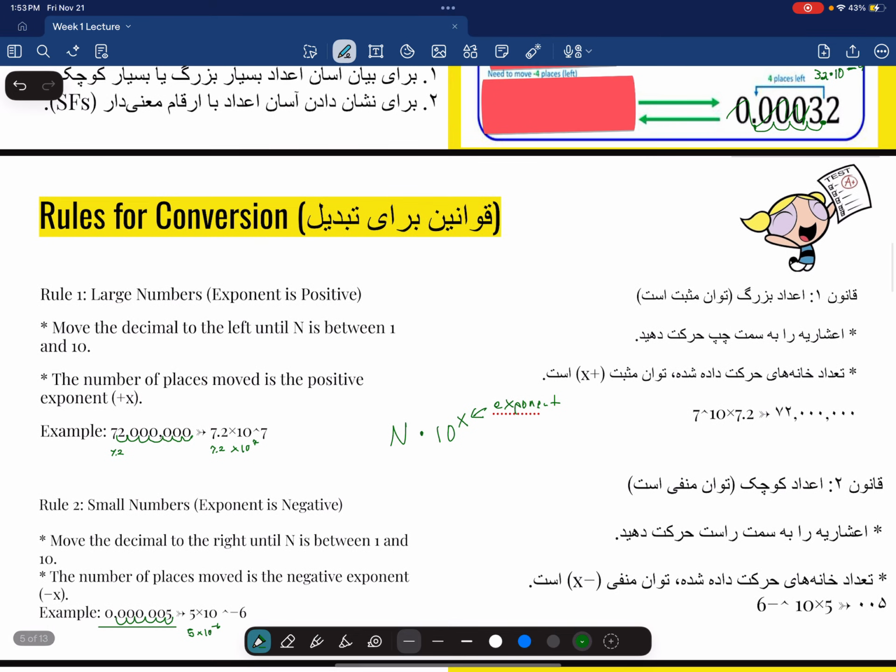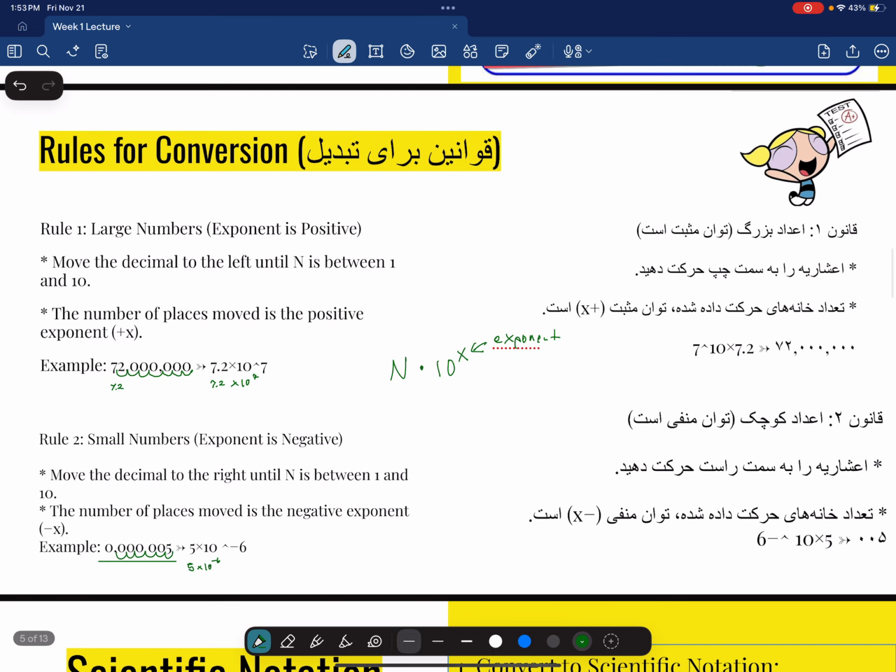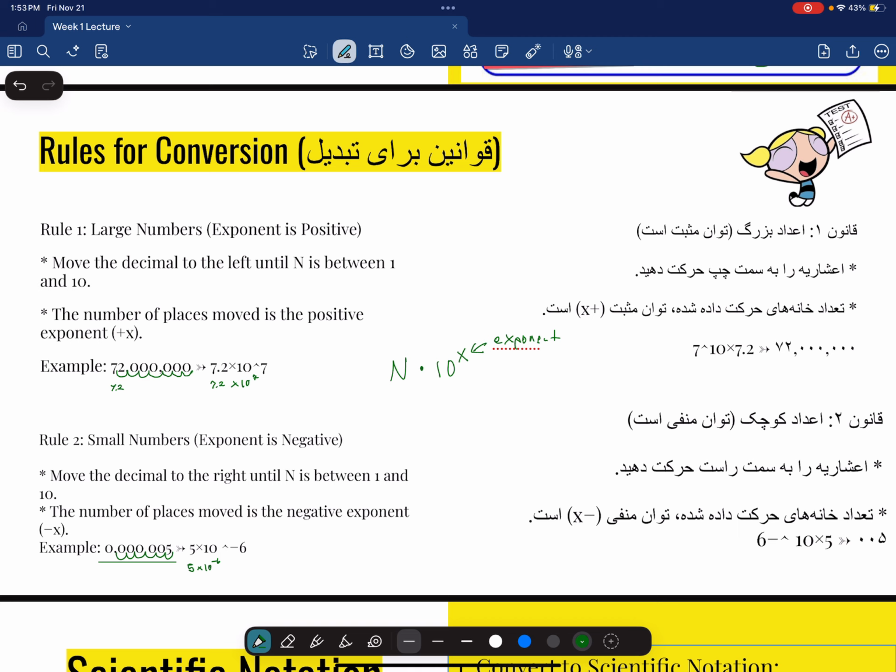All right, the next thing we're going to discuss is rules for conversion when it comes to scientific notation. When it comes to large numbers, the exponent is always going to be positive. You move the decimal to the left until n is between 1 and 10. The number of places is going to be the positive exponent.